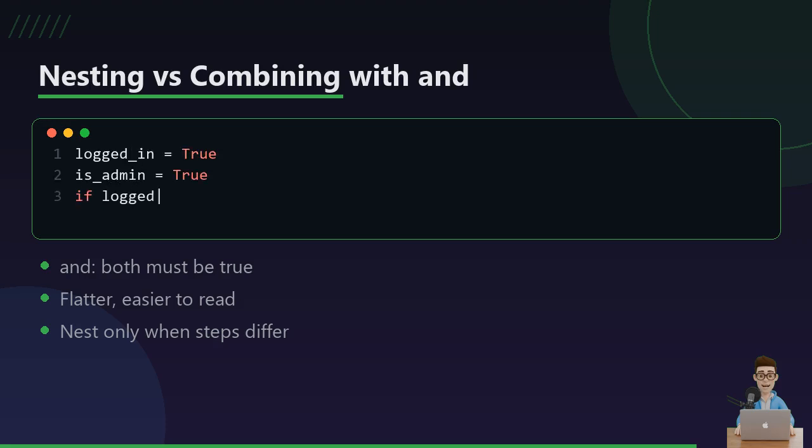Here's the honest comparison. Deep nesting checks steps one at a time, but drifts far to the right and gets hard to read. Using and flattens two checks into one clean line, which is usually nicer. My rule of thumb, reach for and when the answer is a plain yes for both, and only nest when each layer truly needs its own separate handling.